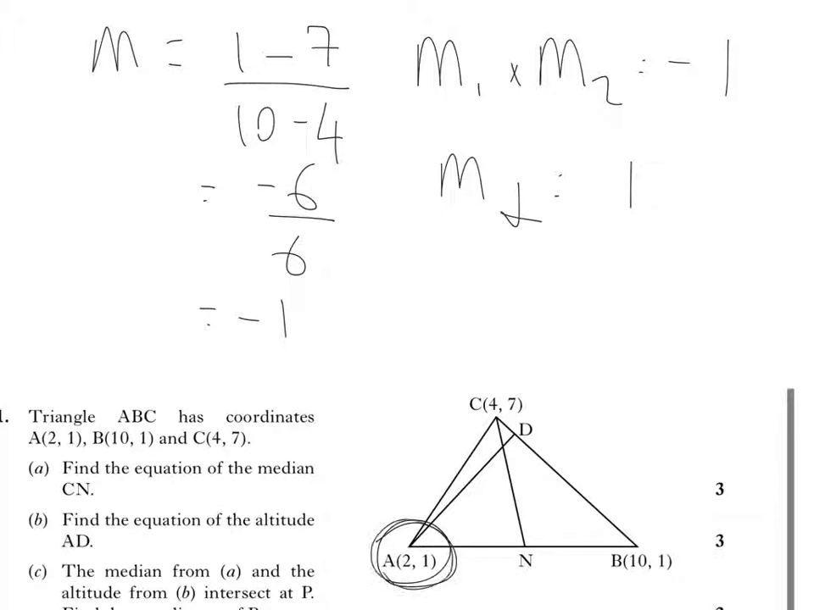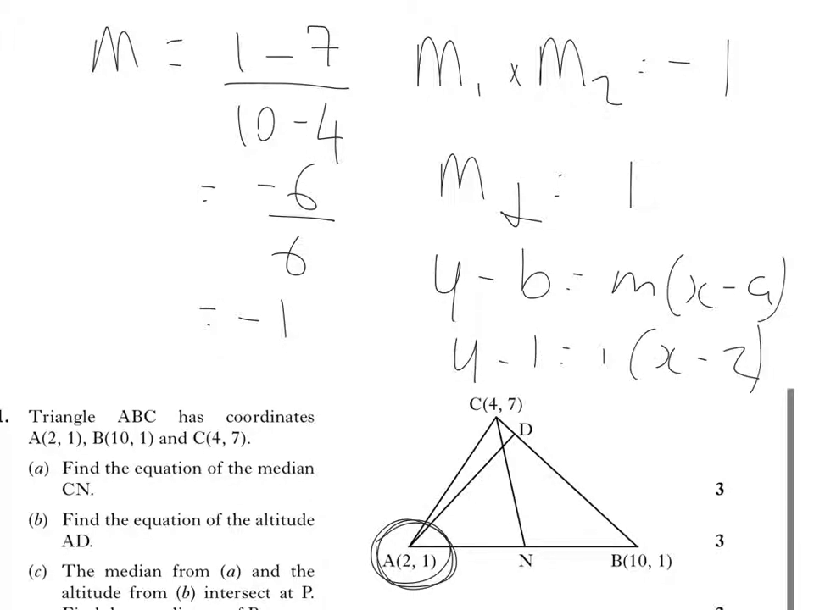Look at the point that lies on the line, which is (2, 1). We can sub that into y minus b equals m bracket x minus a. So that's y minus 1 equals 1 bracket x minus 2. That's y minus 1 equals x minus 2. And bring that over, and that'll be y equals x minus 1.